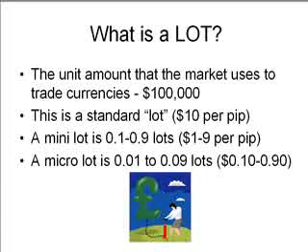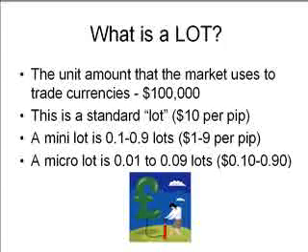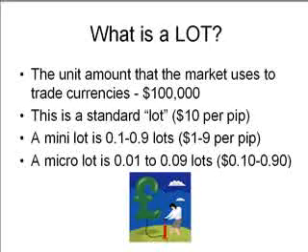And now when we talk about micro lot trading, Forex micro trading, we talk about trading in micro lots, which refers to 0.01 to 0.09 lots being traded. And that will give a value of $0.1 to $0.9 per pip move. So if the market moves a currency pair up a pip, and we're trading with a micro lot of 0.01, that's going to be worth 10 cents.